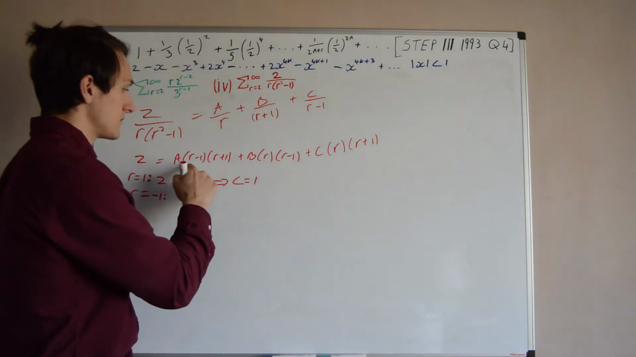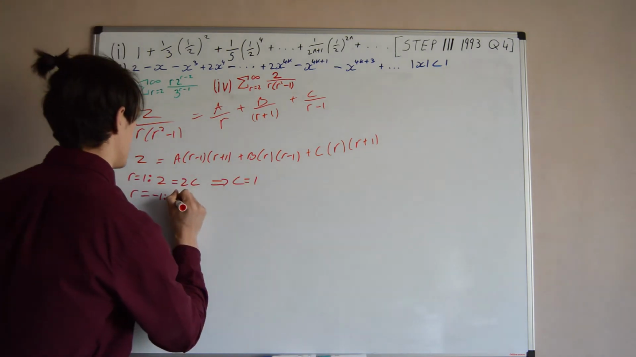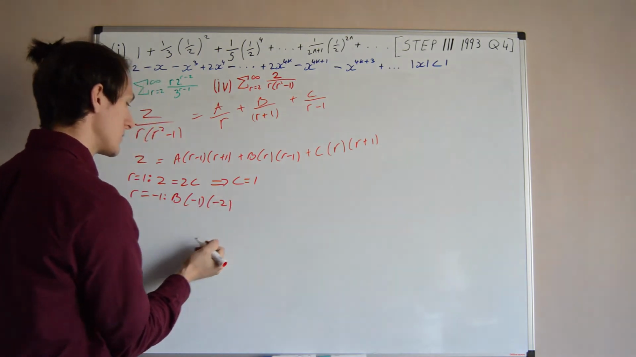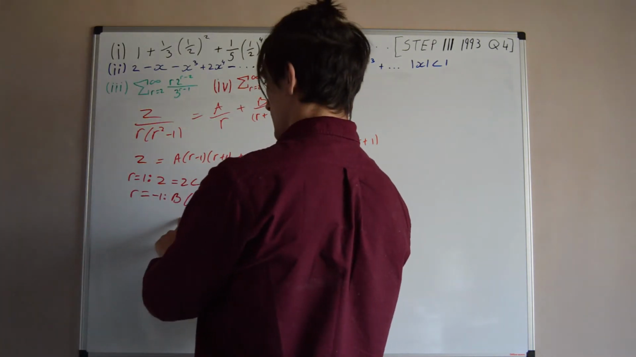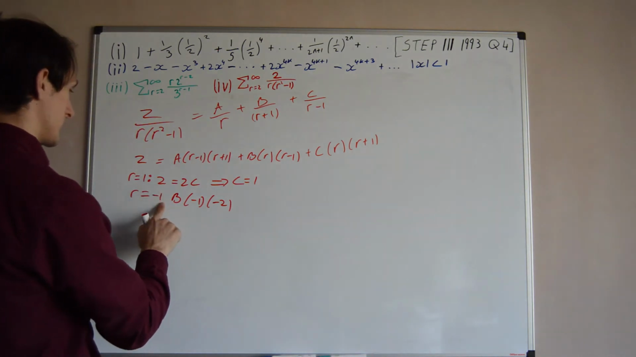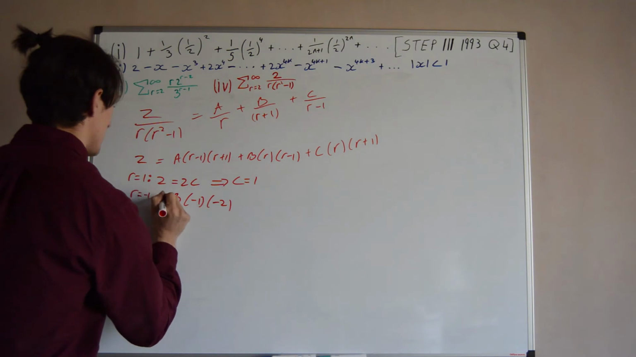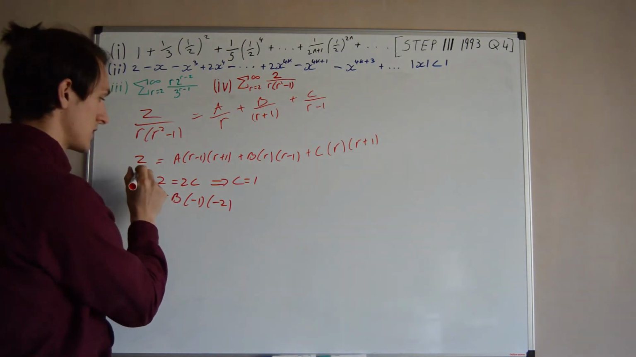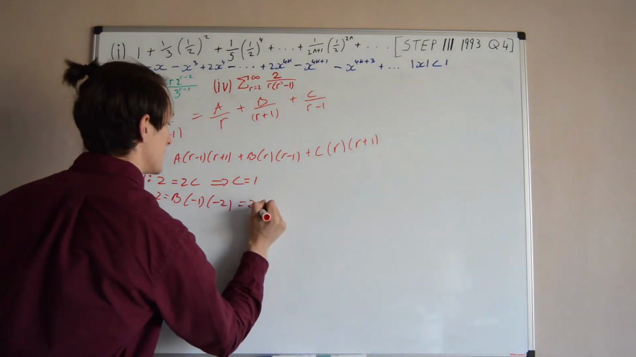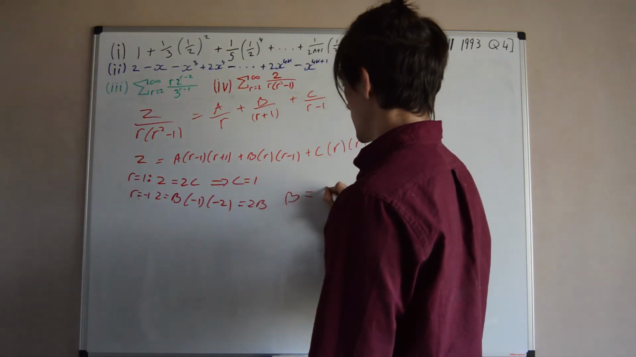Okay, so now let's try r equals minus 1. Here it's going to vanish, here it's going to vanish, and here I'm going to get b times minus 1 times minus 1 minus 1, which is minus 2. Of course, sorry, I have to rewrite this. So try r equals minus 1, so we have 2 equals b times minus 1 times minus 2, which equals 2b, which again implies that b equals 1.